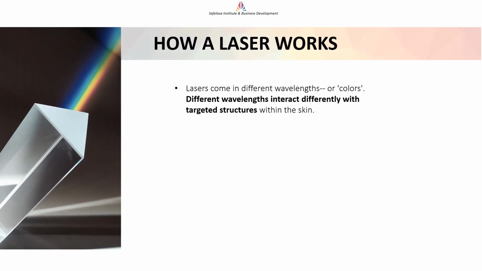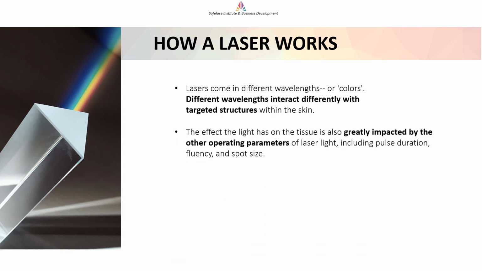Lasers come in different wavelengths, or colors. Different wavelengths interact differently with targeted structures within the skin. The effect the light has on the tissue is also greatly impacted by the other operating parameters of laser light, including pulse duration, fluence, and spot size. It's the combination of these parameters that determines exactly how a laser works.